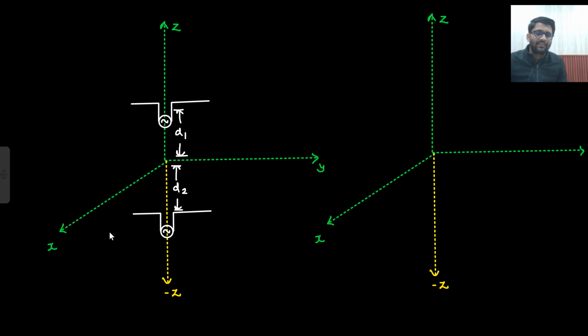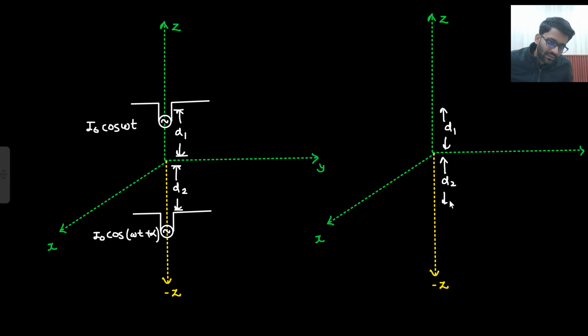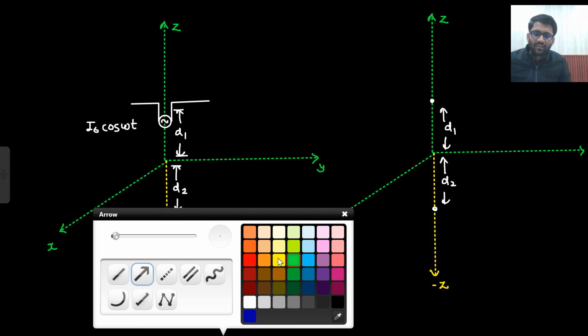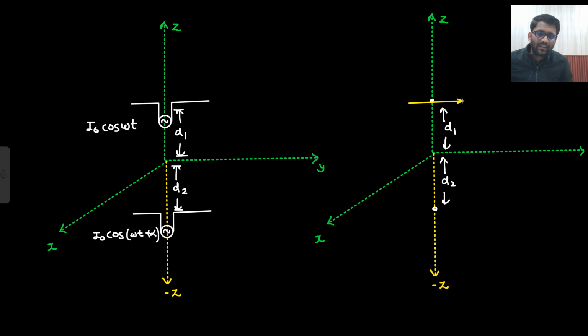Now two antennas are placed like this. Now let's just say this is having current I naught cos omega t, and this is having some current I naught cos(omega t plus alpha), I am taking. Okay, this is having some phase of alpha. So how will I show it? At D1 distance and at D2 distance. At D1 distance another antenna, at D2 distance another antenna. So at D1 distance, this is the antenna, because this is lying along the y-axis. So that's why I have made it like this. And this is also lying like this. So this is the other way of showing it.